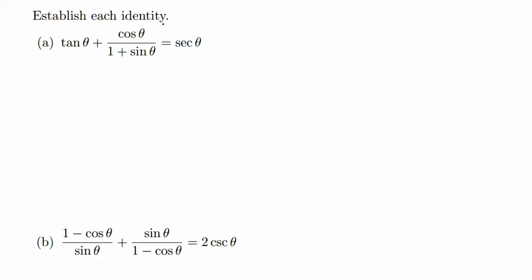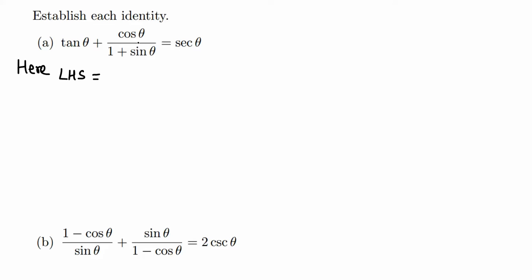To establish the identity in part A, we have tangent theta plus cosine theta over 1 plus sine theta equals secant theta. Obviously the left hand side is more complicated, so we want to start with the left hand side.